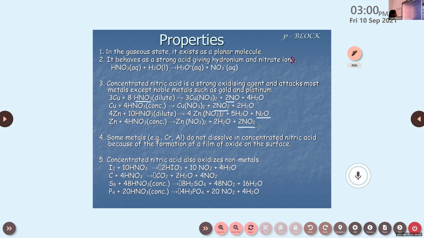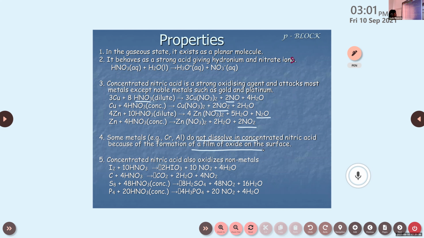And the fourth point: some metals like chromium, aluminium, etc., do not dissolve in concentrated nitric acid because of the formation of a film of oxide on the surface. There will be a coating on the surface, and because one coating is already formed, further reaction does not take place, right? So I'm repeating, metals like chromium and aluminium do not dissolve in concentrated nitric acid because of the formation of a film of oxide on the surface.